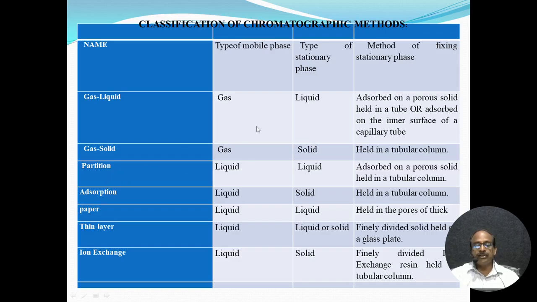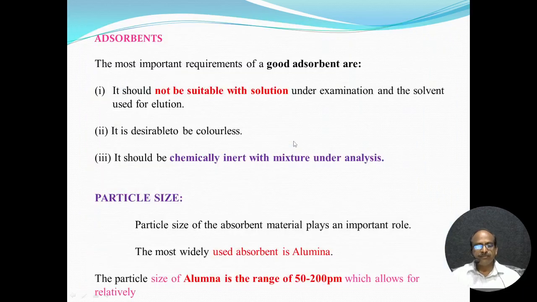Partition chromatography: the mobile phase is a liquid and the stationary phase is a liquid. Adsorption is liquid and solid. Paper chromatography has liquid as both the stationary phase and the mobile phase. In thin layer chromatography, the mobile phase is a liquid and the stationary phase is a solid. Ion exchange chromatography: the mobile phase is a liquid and the stationary phase is a solid. These are all the classifications of chromatography methods.